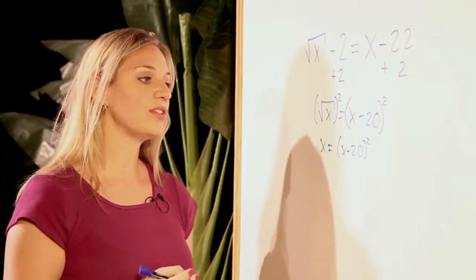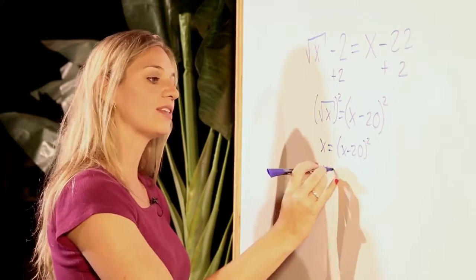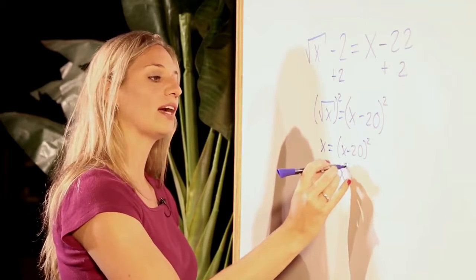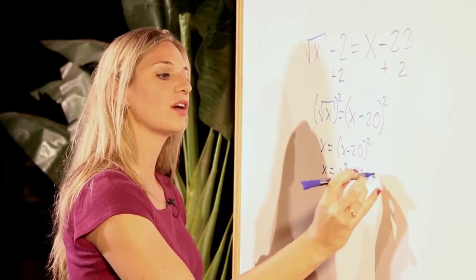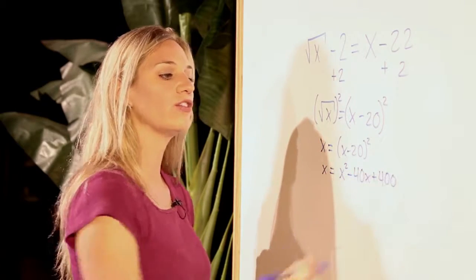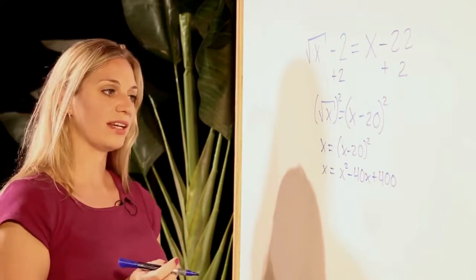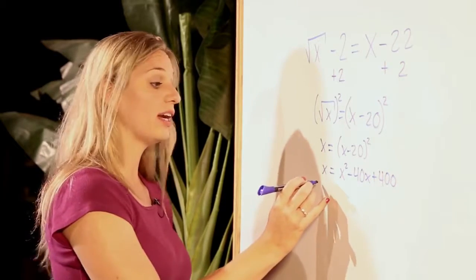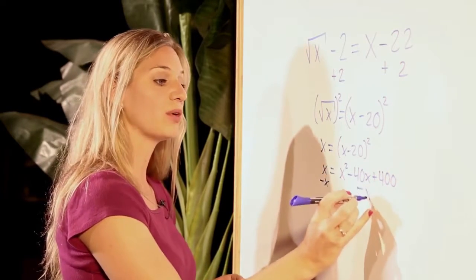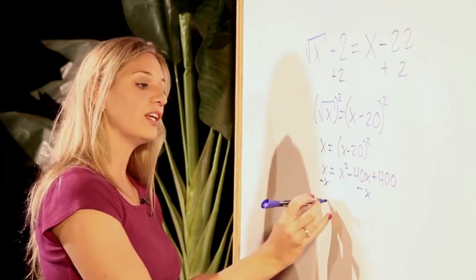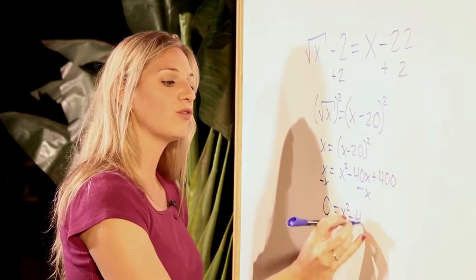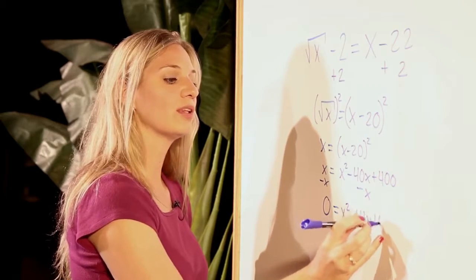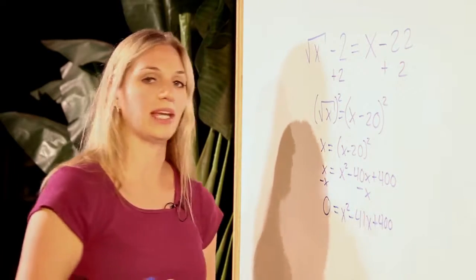We will now proceed to multiply the right side out. We will have x squared minus 40x plus 400 coming from the right side. Now, in order to isolate, we will subtract x from both sides of the equation to get it set equal to 0. We'll have x squared minus 41x plus 400 remaining.